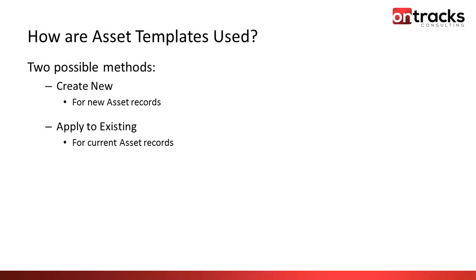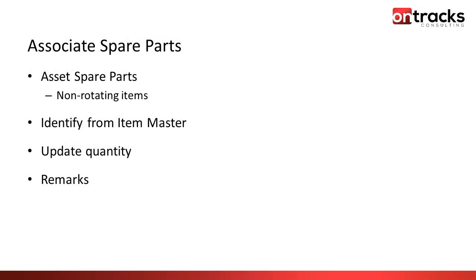How are asset templates used? They can be used in two different ways. You're creating a new asset template, and from there you can either create multiple new asset records, or you can update multiple existing asset records. Associating spare parts: when you're creating an asset template, you can associate information from other applications or objects, such as spare parts, preventative maintenance, meters, and specifications.